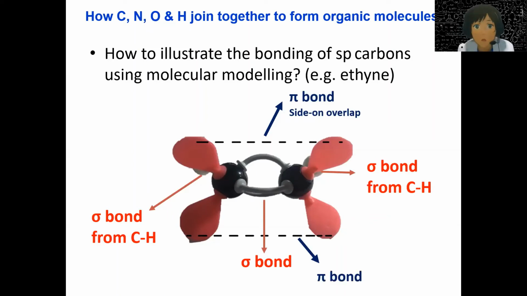So in total for your ethyne, C2H2, where there's a triple bond between the carbons, you will have 3 sigma bonds and 2 pi bonds.